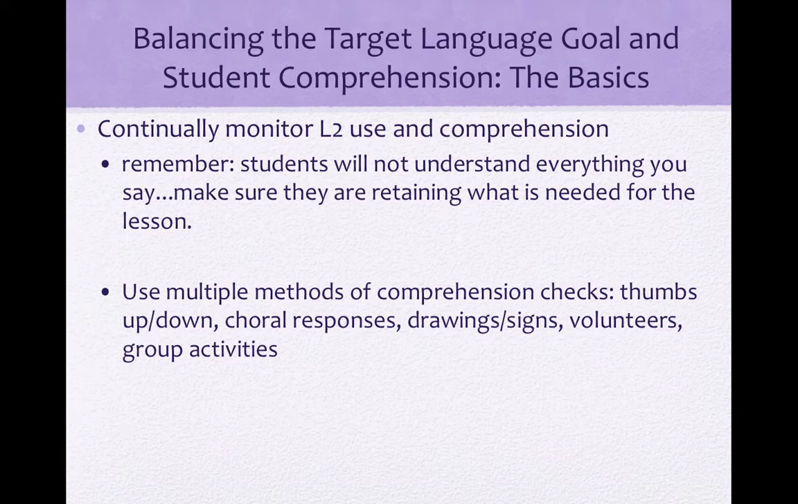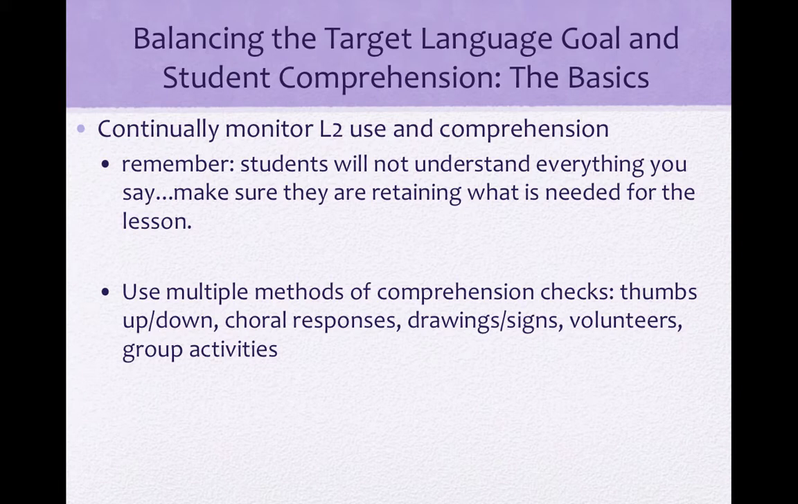You want to continually monitor that L2 use and comprehension. We spoke last week about comprehensible input and how it's important to give your students a lot of input, and they're not going to understand all of it, not at all. But sometimes to them it'll just seem like you're up there babbling, and that's okay, as long as we make sure that they're understanding the basic things. And if you remember the example with the pen, how I was going on and on about the pen, when all I wanted you to understand was the word for pen.